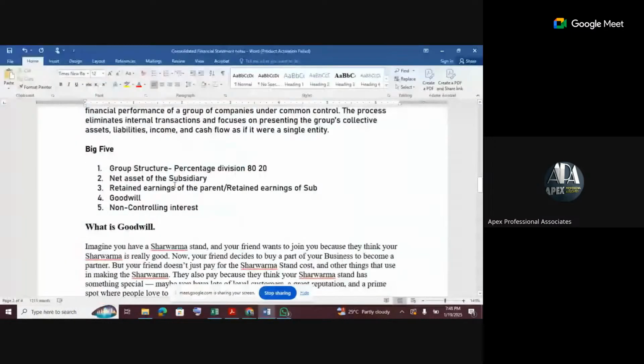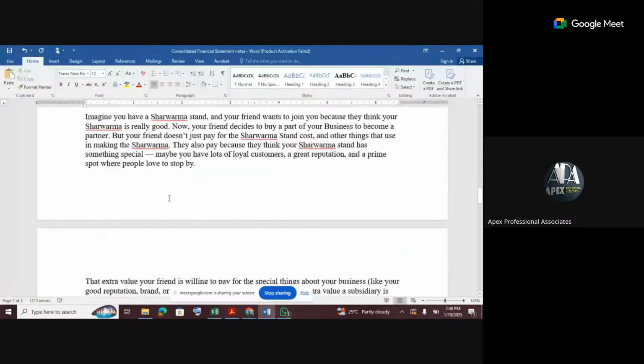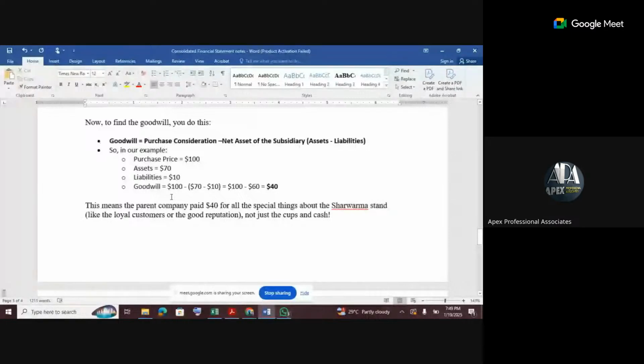I hope what I have explained is clear. I've talked about all of these. In your notes, you would see the process. So if I want to calculate goodwill, I need the purchase consideration. Then I'll reduce the net asset of the subsidiary. Whatever is left is the goodwill.